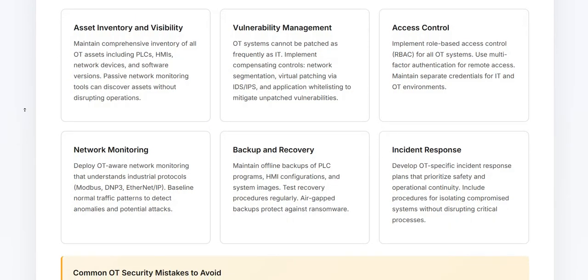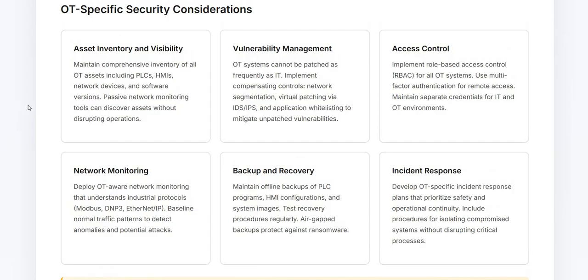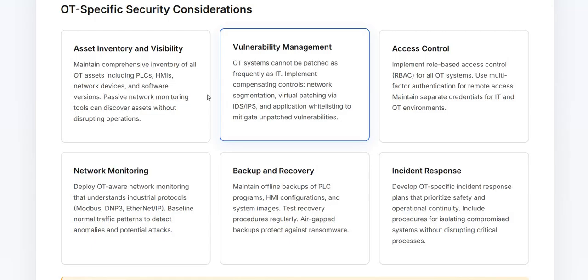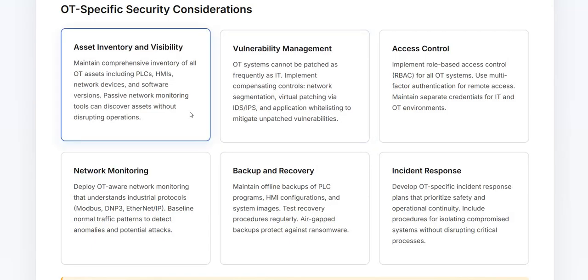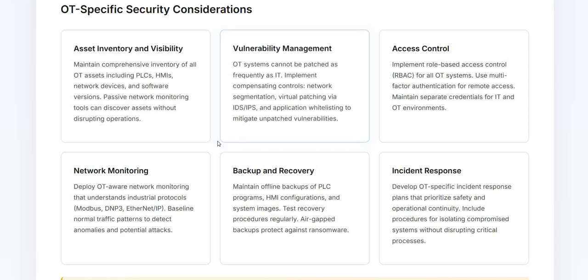And here, with that structure in mind, let's talk about day-to-day realities in operation environments. First comes visibility. You cannot protect what you cannot list. Maintaining a full inventory of controllers, interfaces, switches, and software versions matters because many sites inherit equipment over decades. Passive monitoring helps here because it observes traffic without disturbing operations.